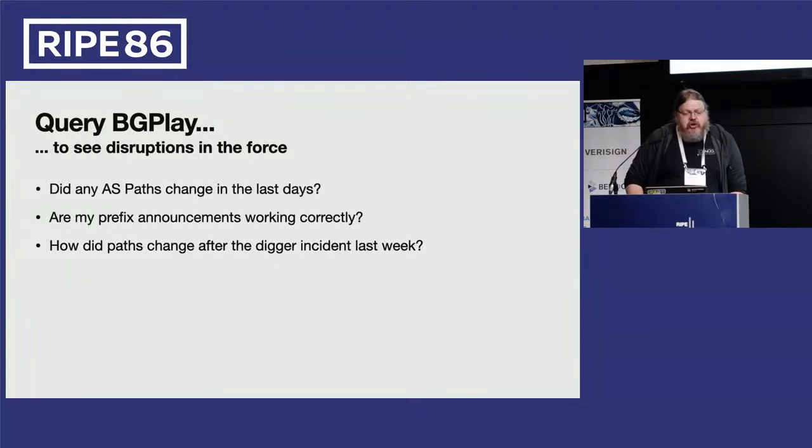There's another tool I like, it's BGPlay. So I can see for my AS, did any of my paths change in the last days? Are my prefix announcements working correctly? Am I announcing my prefixes to my right neighbors? Especially if I have multiple upstreams and multiple peering points. What happens after the digger incident last week where the big yellow cable searching thingy cut a few cables next to my data center? Did this change any path? How did my provider upstreams react to that?